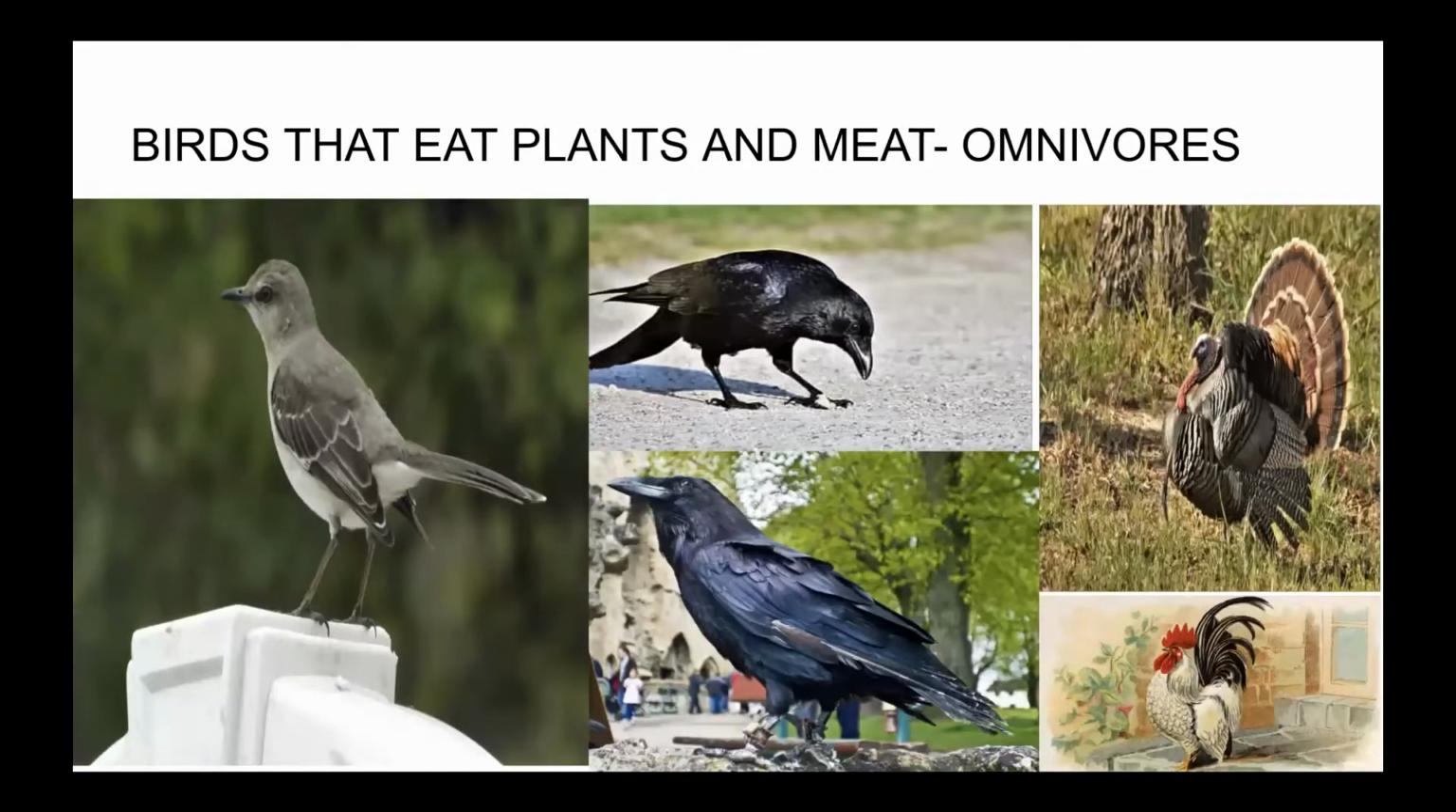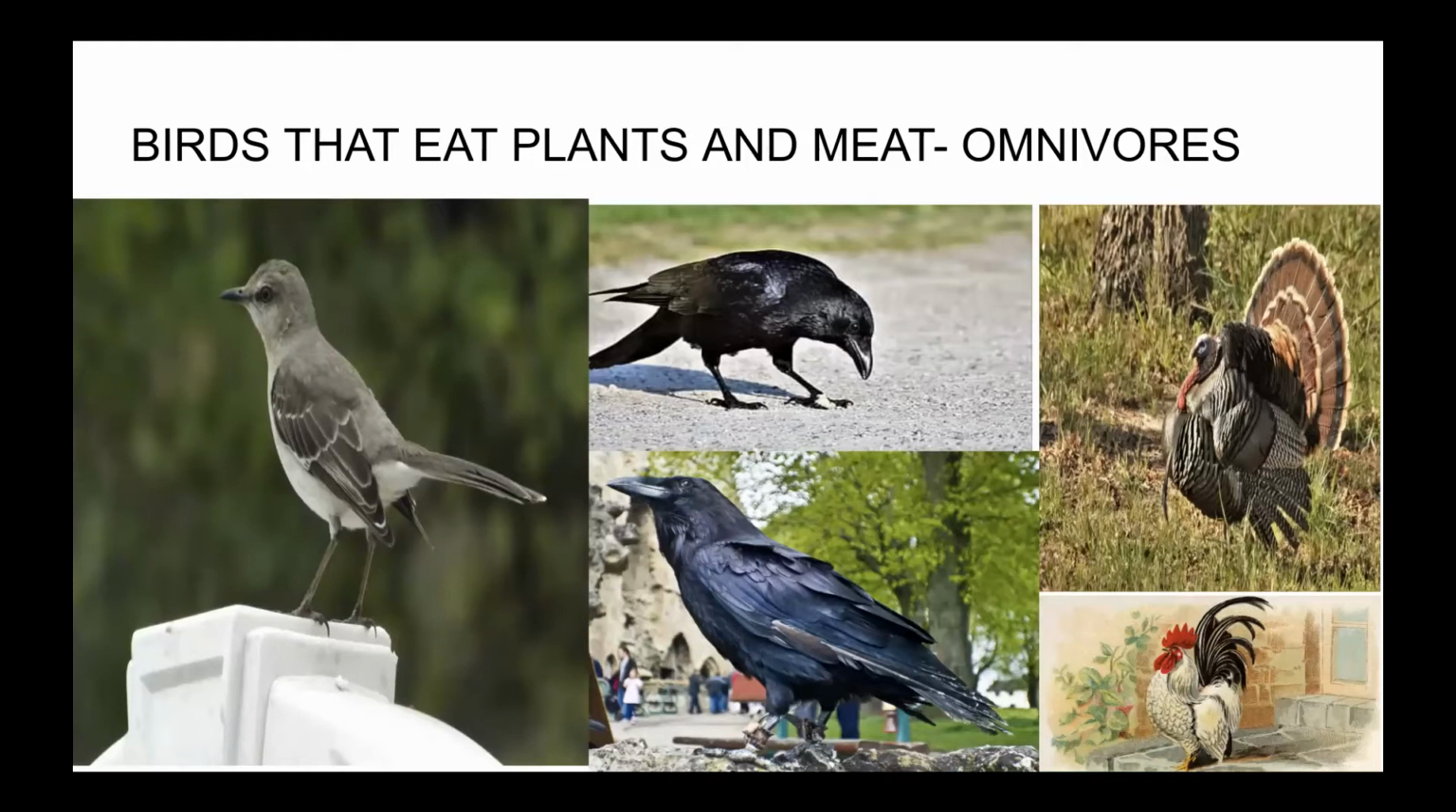Now, birds that eat plants and meat are called omnivores. Omni means everything or all. Vor means eater. The mockingbird on the left eats insects and worms and bugs, things like that. And when those are not plentiful, then he'll eat berries and other kind of plant material.